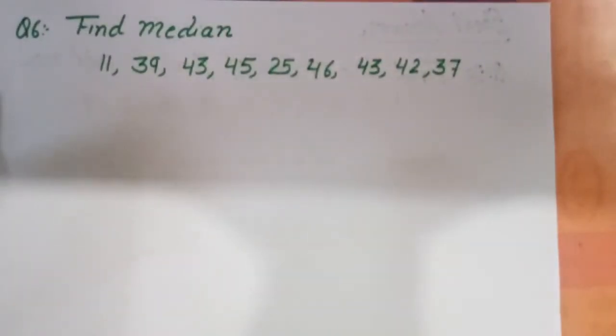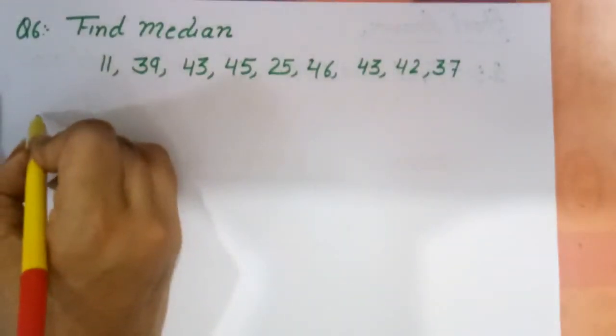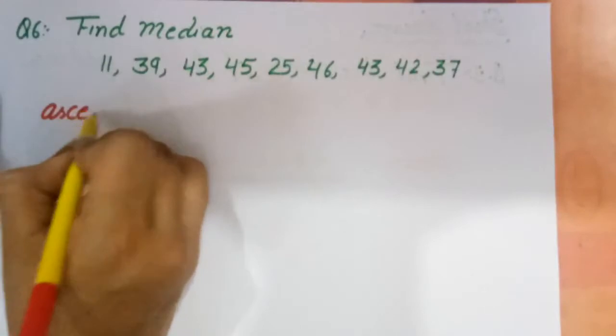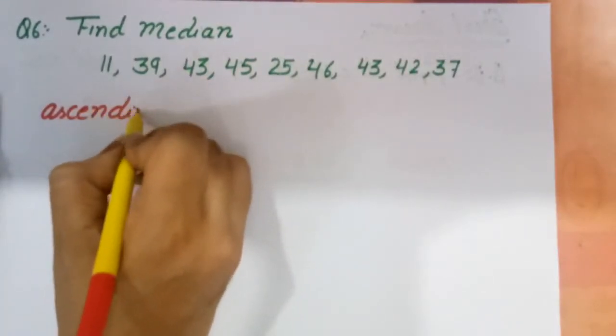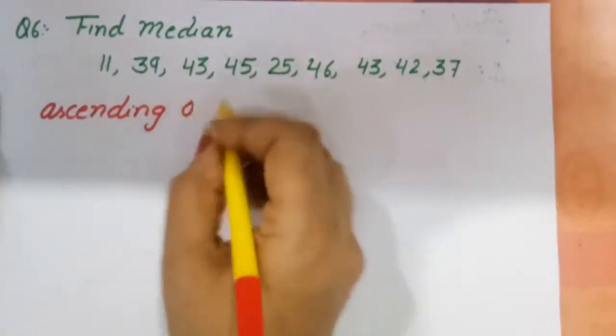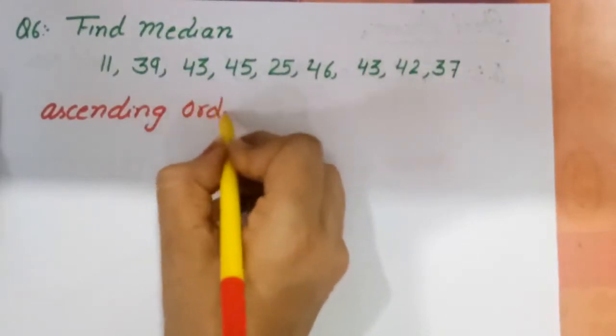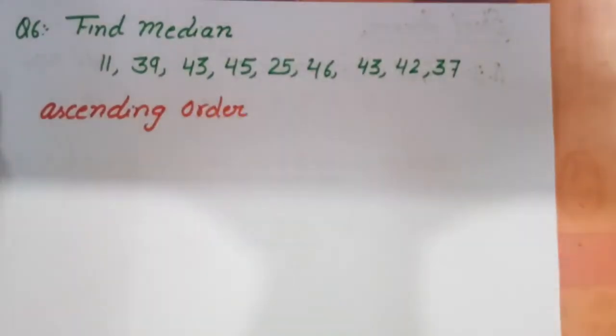Now we have question number 6. Find the median of this data. As we know, for the median, first of all we have to arrange the terms in ascending order. Ascending order means smallest to largest. So now we have to arrange these terms in ascending order.